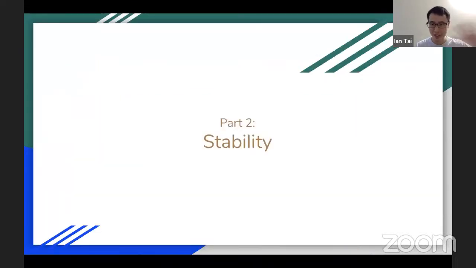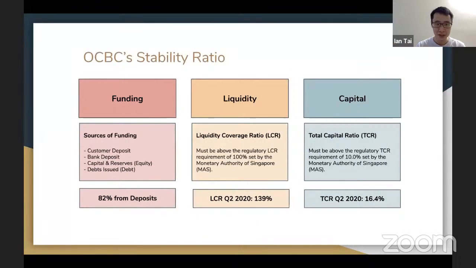Okay, so now we have taken care of the big chunk, which is the profitability of the bank. Now we are going to talk about stability, because right now we are dealing with times like this, like COVID-19. So we want the bank to be financially stable, so that they can ride out this crisis. Typically, we are going to look at three angles. The first one is funding. The second one is liquidity. The third one is capital, all right?